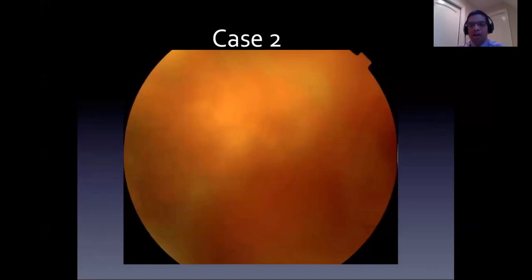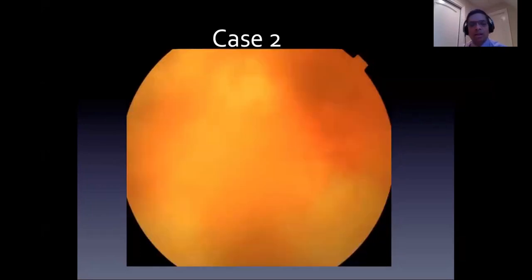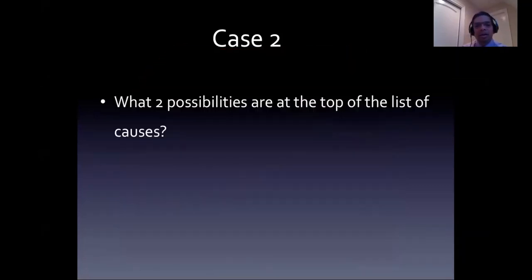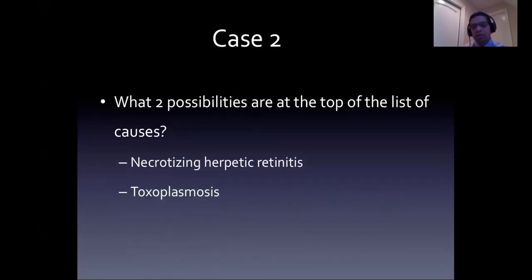This could be necrotizing retinitis. This could be necrotizing herpetic retinitis. Or could this be something else? Could this be toxoplasmosis? It's in one eye. It's possible. So I sent off serology, but what am I going to treat this patient with? He's already had intravitreal steroids that made him a lot worse. This is bad. And so this patient has very poor vision. So I decided that the possibilities at the top of the list are necrotizing herpetic retinitis and toxoplasmosis. So what should I do? What should I treat him for? Should I treat him for both?